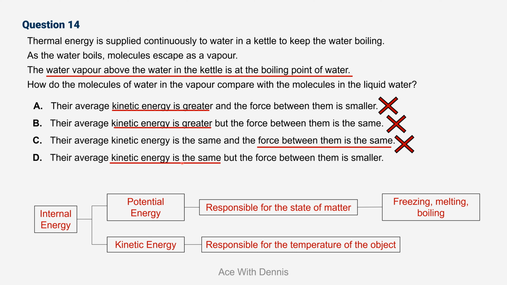For option D, kinetic energy is the same because the temperature does not change. They are at the boiling point. The forces between them are smaller because it is water vapor. It is in a gas form, hence the forces between them are smaller. So the answer is option D.